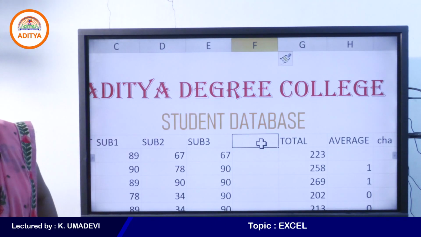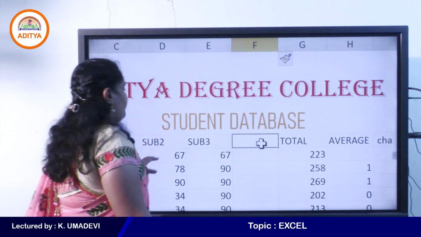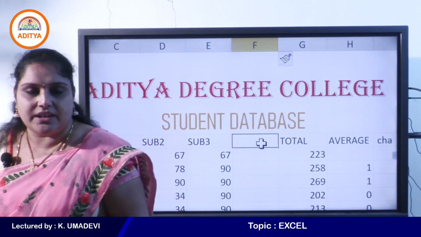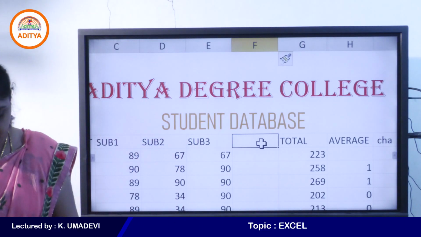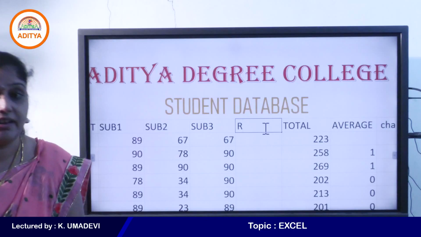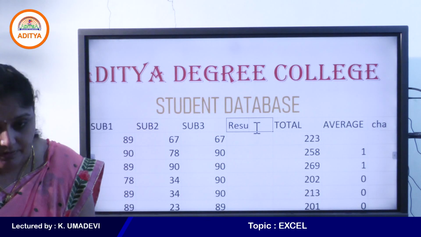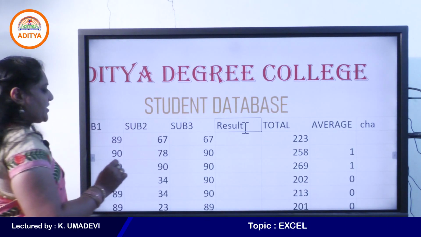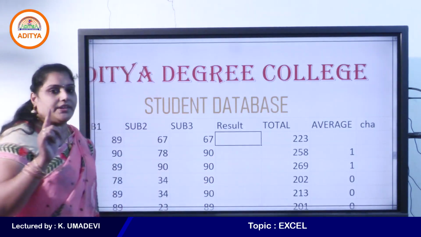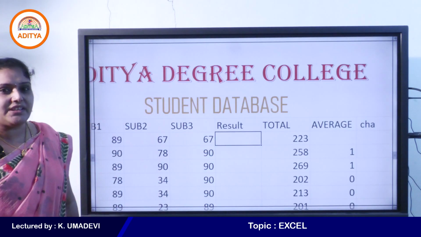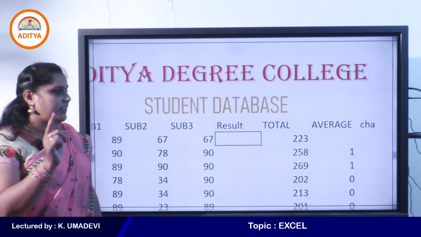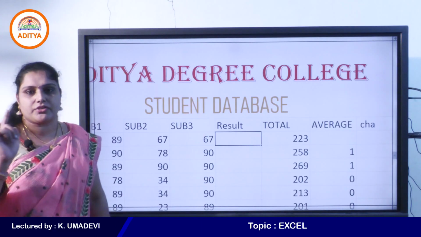See here the new row is inserted in between subject 3 and total. Clear, students? Now I want to print a result, that is pass or fail, based on subject marks. So now we use the if function. That means here we need to check three conditions, that is subject 1, subject 2, subject 3.